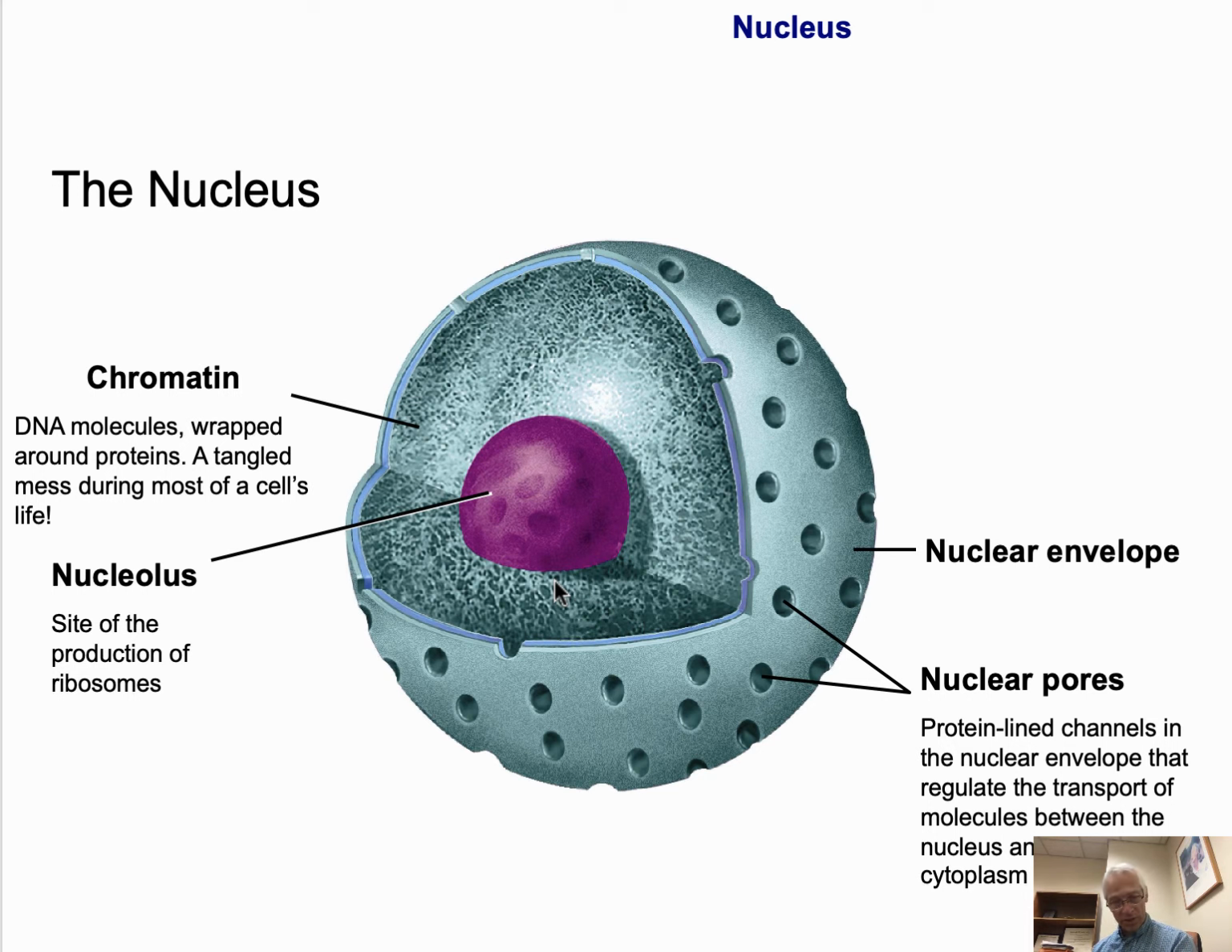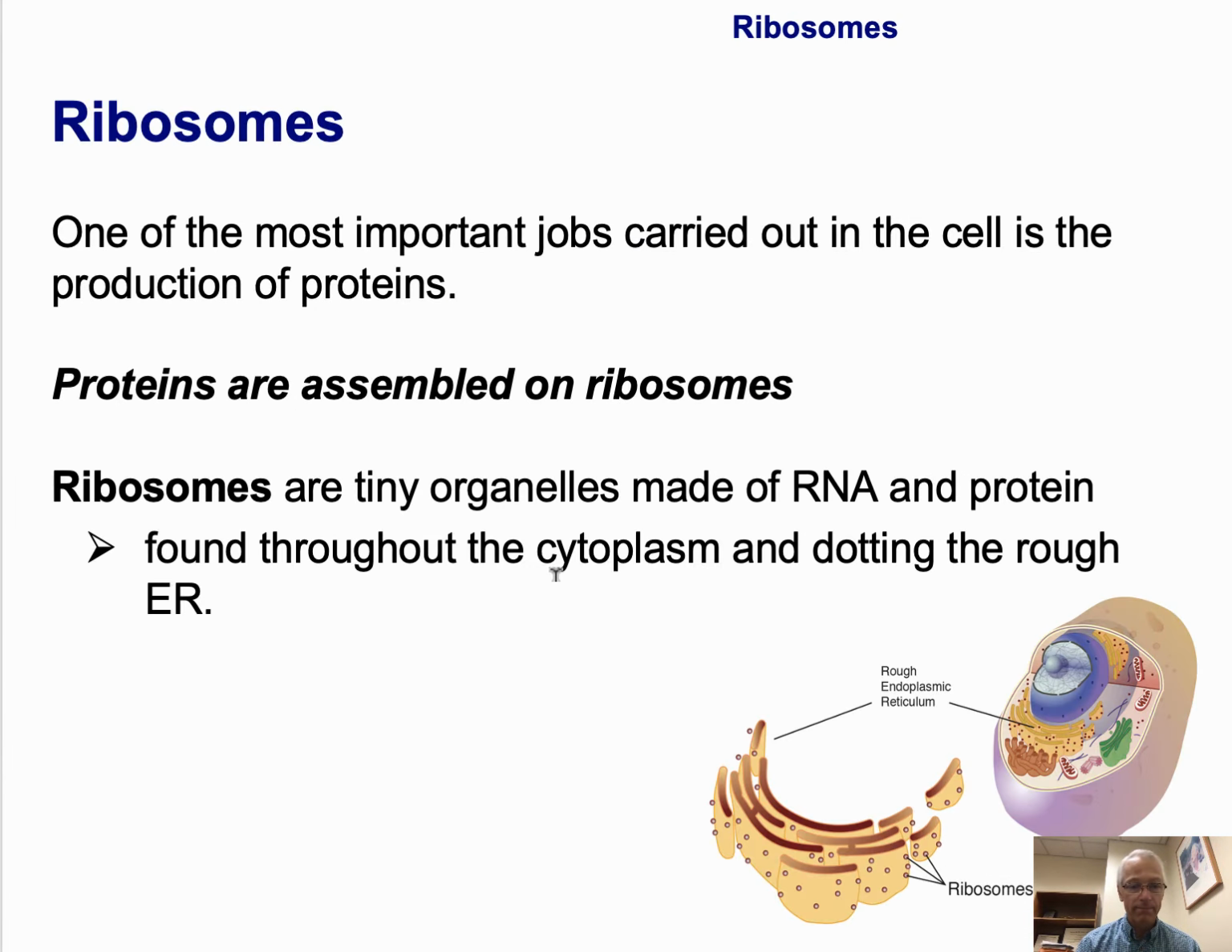And then the nucleolus, which is a dark area that's often visible under the microscope. The nucleolus is where ribosomes get made. And as we will find out, ribosomes are the organelles where proteins are made out in the cytoplasm. And there it is, the ribosomes.